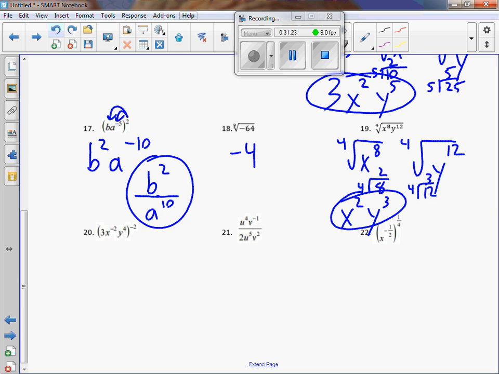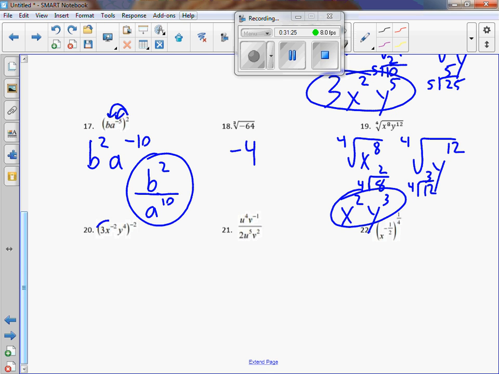Number 20 is very similar to 17. I have a bunch of bases inside and an exponent outside. Remember, when that happens, we distribute the exponent. So I get 3 to the -2, x to the, remember, something's there, we multiply it. So -2 times -2 is +4. I get y to the -8th.